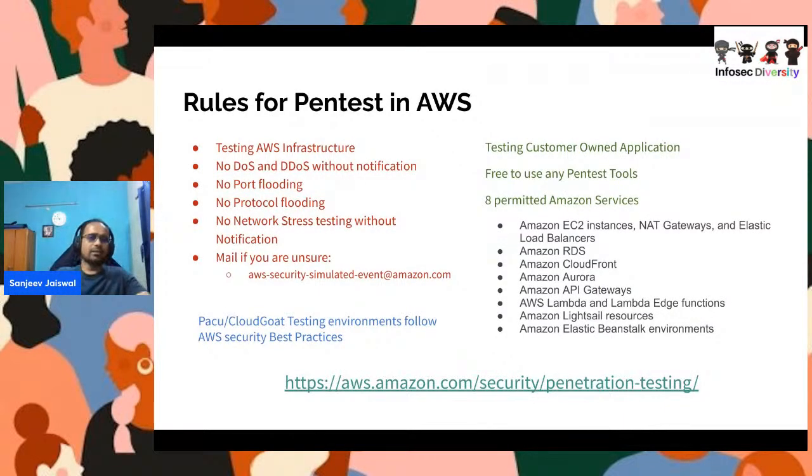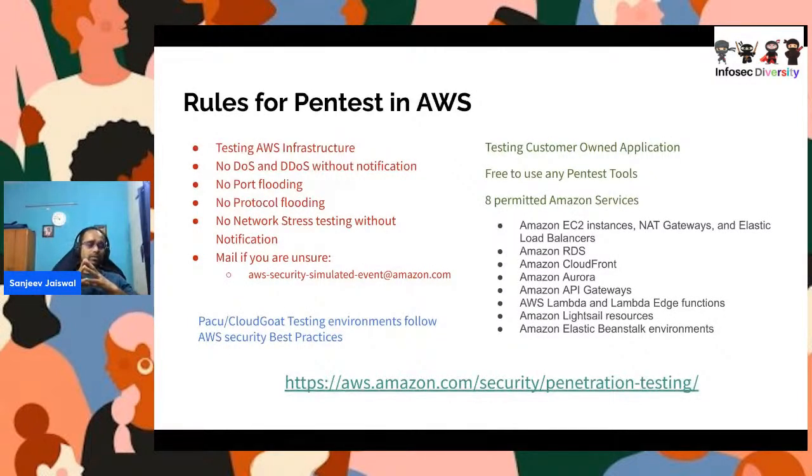Yeah, so these are some rules when you are trying to do a pen test in AWS. First of all, you cannot test the AWS infrastructure. When I say AWS infrastructure, I mean whatever is provided by AWS. Like, you have deployed an EC2 instance, a Linux machine. Whatever you are doing in that EC2 instance, you can pen test that, but you cannot go beyond and see what the underlying hardware is and attack those. No, you cannot do that, right?